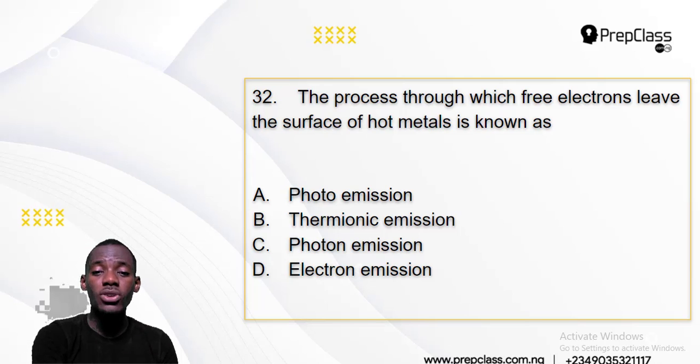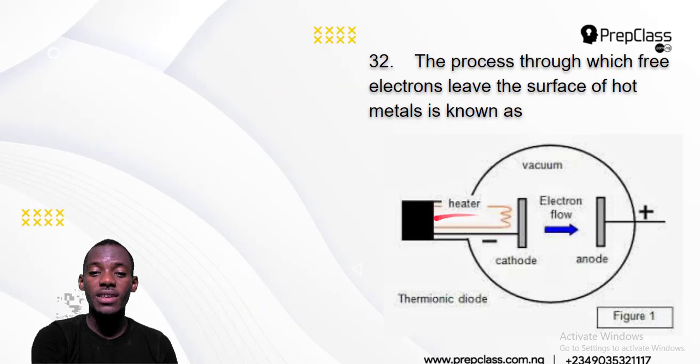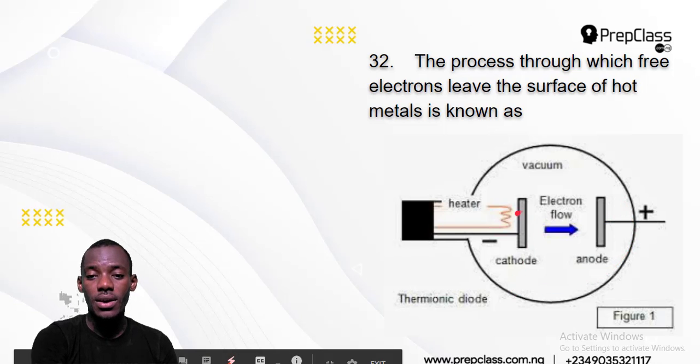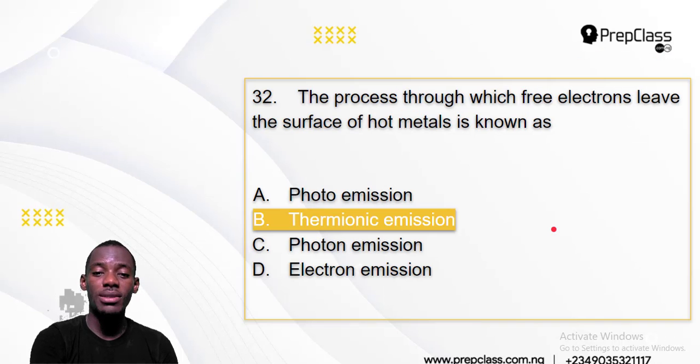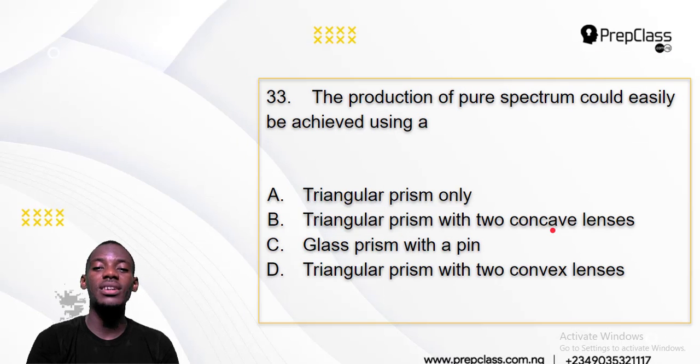But thermionic emission is the one that deals with metal releasing electrons, and that is the answer for number 32. When it is heated, it produces electron flow and is bridged, and then there's flow of current in this circuit, in this system, in this vacuum, and that is the answer for number 32. Thermionic emission. Number 33, the production of pure spectrum could easily be achieved using a what?